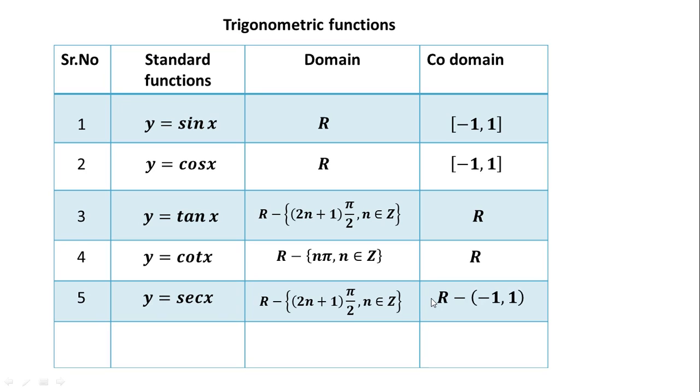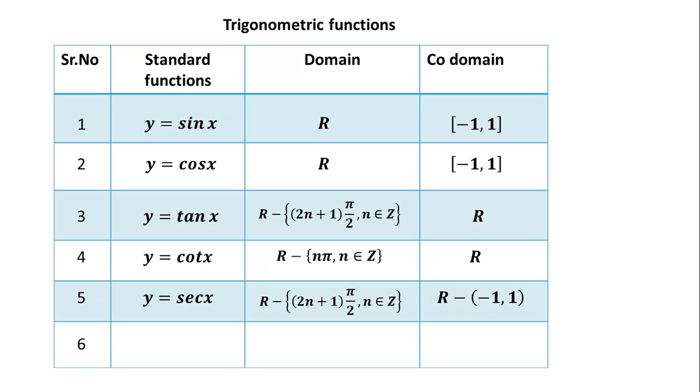And the codomain is what? The codomain is R minus the open interval (-1, 1), because it is the reciprocal of cos x, and the value of cos x lies in the closed interval [-1, 1]. If you take the reciprocal of it, then we have to remove the open interval (-1, 1) from the real line. So this is the codomain.